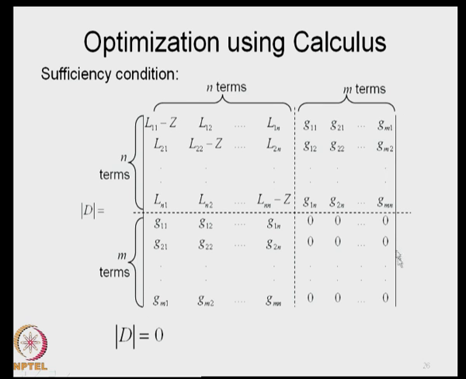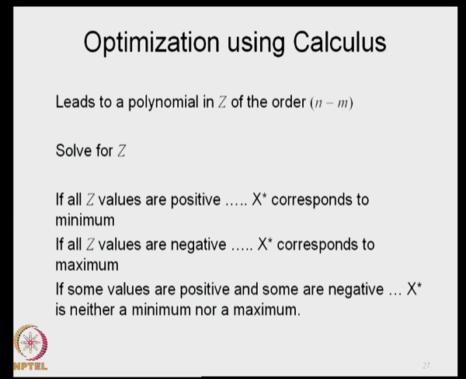When you formulate this determinant and set it to 0, you get a polynomial in Z of the order n minus m. These are n plus m terms here, n plus m terms here, and only these n terms have Z. You get a polynomial of the order n minus m in Z. Solve the polynomial for Z, and you obtain the Z values.